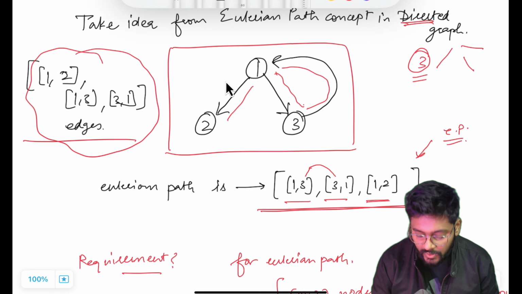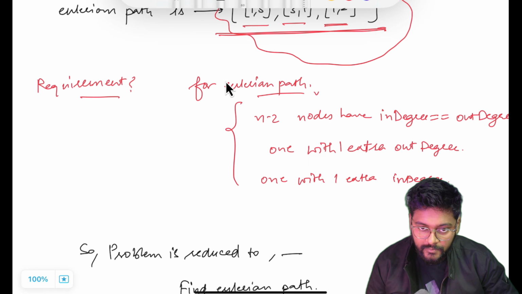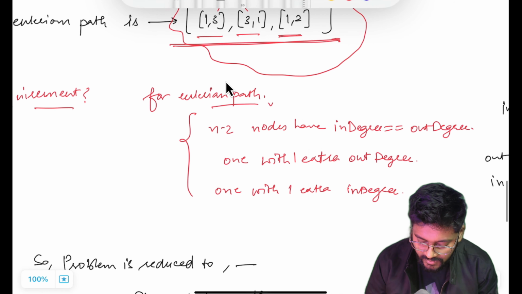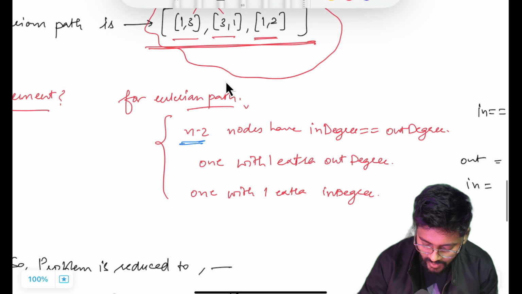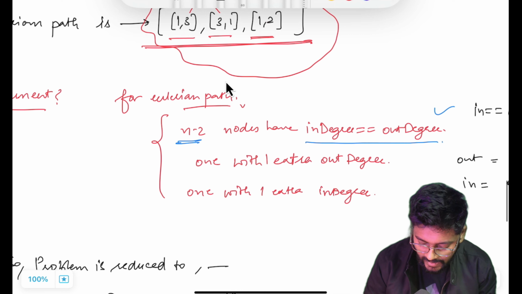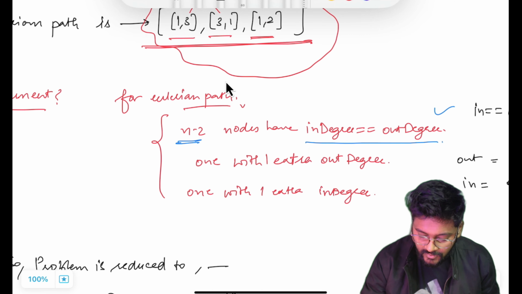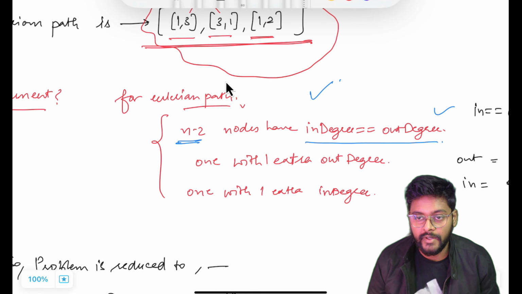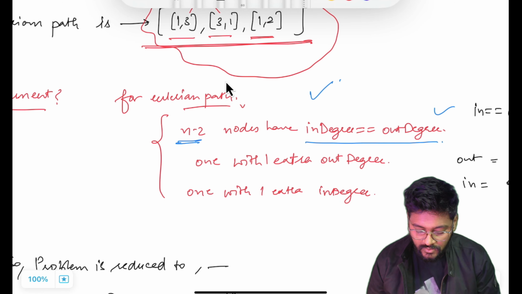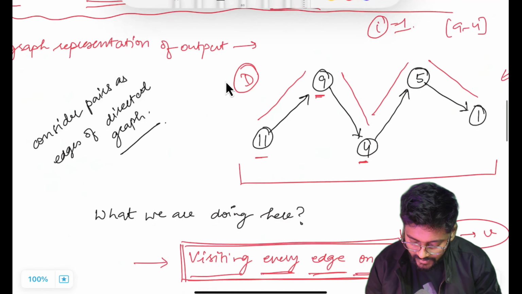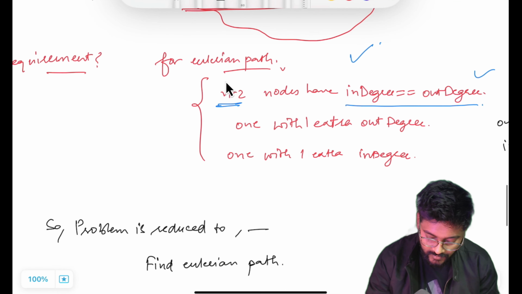Now let's understand the requirement to be able to get the Eulerian path in a directed graph, because that is already given in the problem statement. In case of a directed graph, if n-2 nodes have in degree equal to out degree, and one node has an extra out degree and one node has an extra in degree, in this case we will definitely be able to get the Eulerian path. In the problem statement itself it is given that the valid arrangement of the pairs will definitely be there. If the valid arrangement of the pairs will definitely be there, it will definitely follow this condition, Eulerian path.